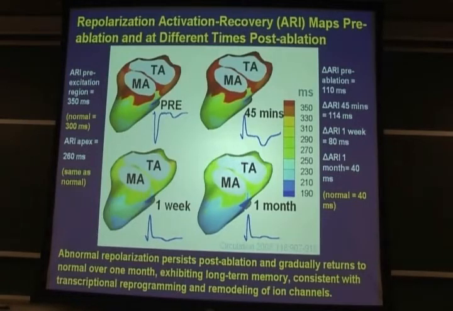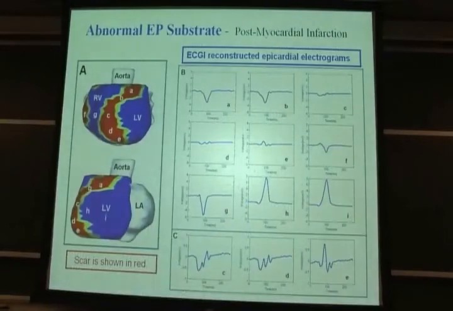And this is a long process that has been termed cardiac memory, long-term cardiac memory. And this long-term cardiac memory, because it lasts for a whole month, is very consistent with transcriptional reprogramming and remodeling of ion channels. The ion channels that are exposed to abnormal sequences of activation from this bypass tract that they are not exposed to during normal activity change their behavior, change their properties, change their ion channel makeup. And that's what's seen here, and it takes a month to go back to normal.